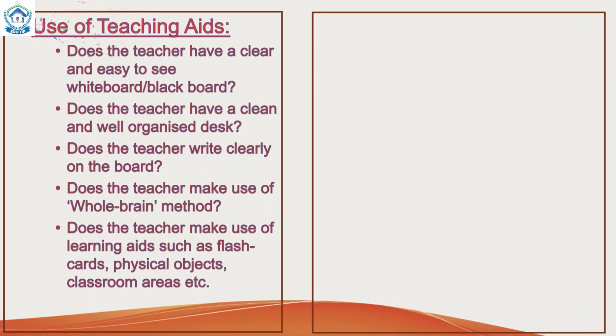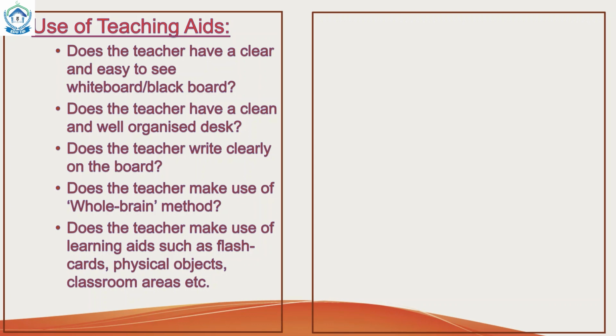Number 2. Use of teaching aids. Does the teacher have a clear and easy to see whiteboard and blackboard? This falls under classroom management. Do your students need to be closer to the board to see it? Do some of them need glasses?